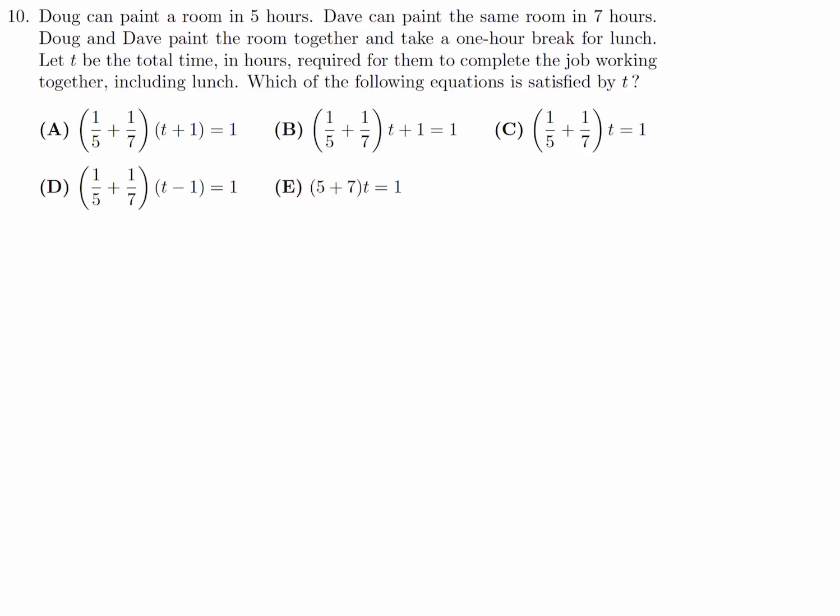Doug can paint a room in 5 hours. Dave can paint the same room in 7 hours. Doug and Dave paint the room together and take a 1-hour break for lunch. Let T be the total time in hours required for them to complete the job, working together including lunch. Which of the following equations is satisfied by T?